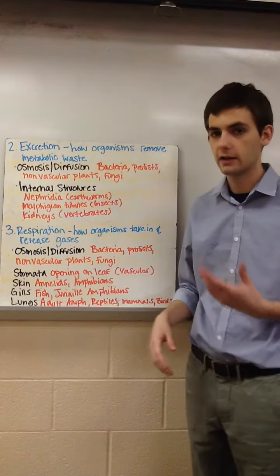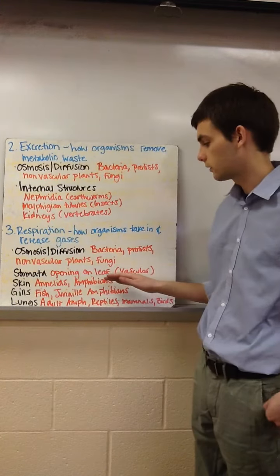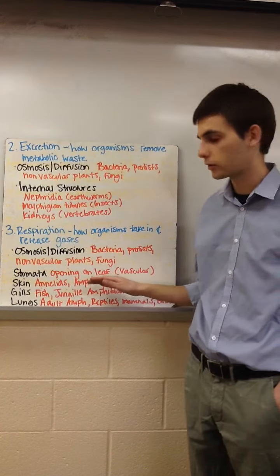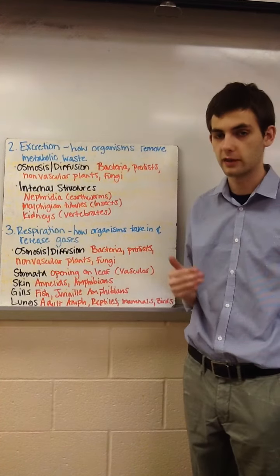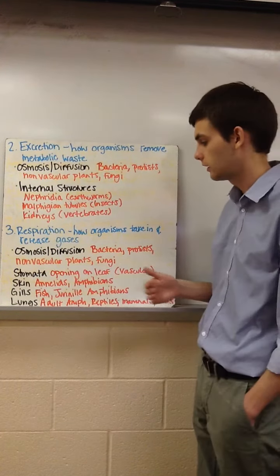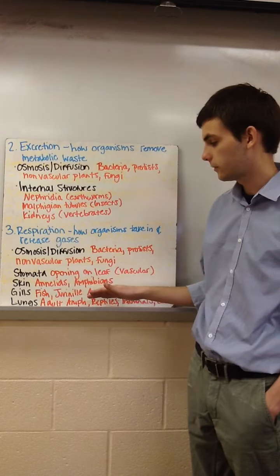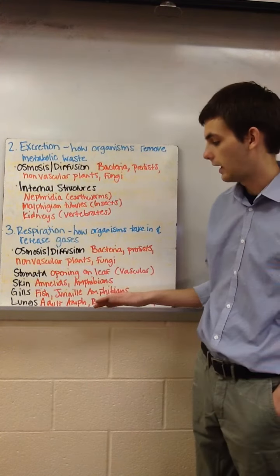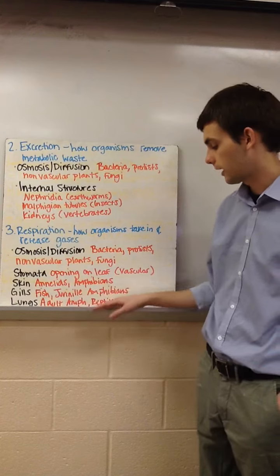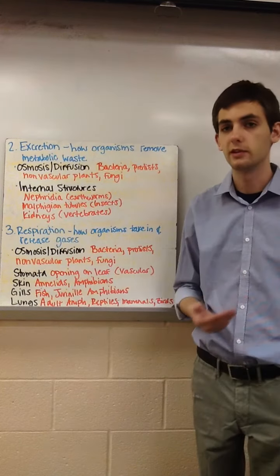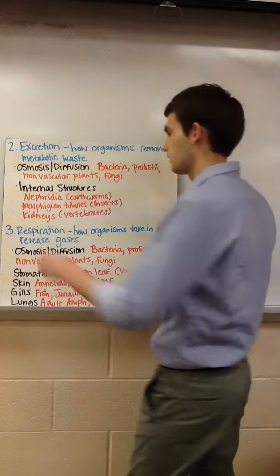Skin, so a lot of our annelids or earthworms and baby amphibians are going to respire through their skin, or do gas exchange through their skin. Fish and juvenile amphibians are going to use gills, and adult amphibians, reptiles, mammals, and birds are going to use lungs to exchange gas.